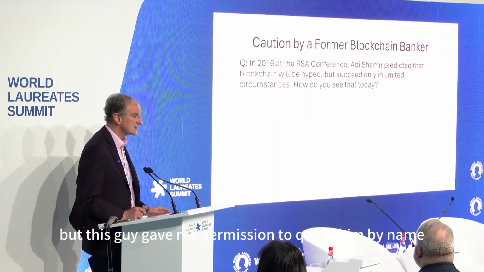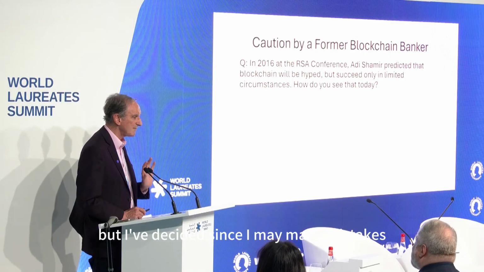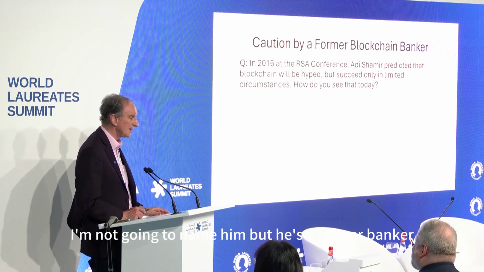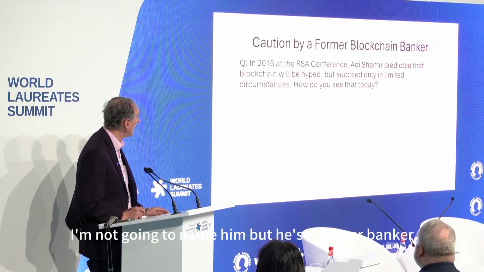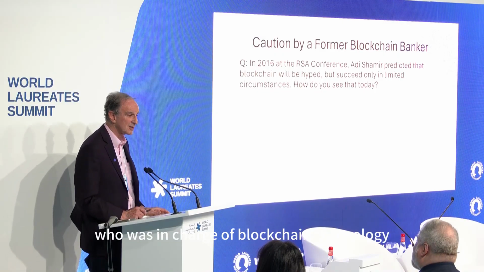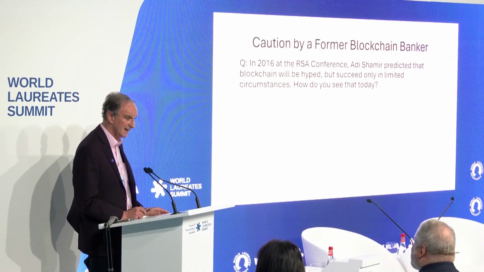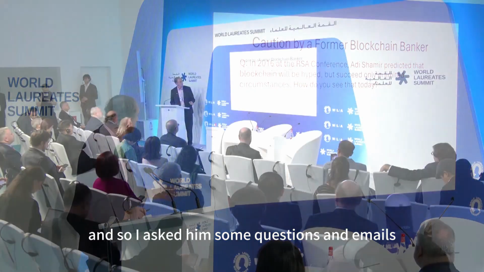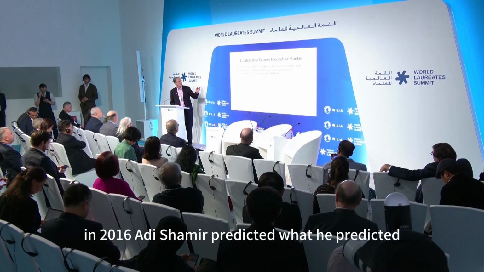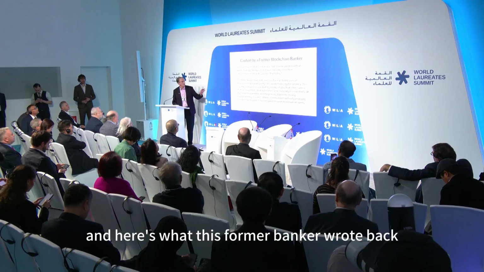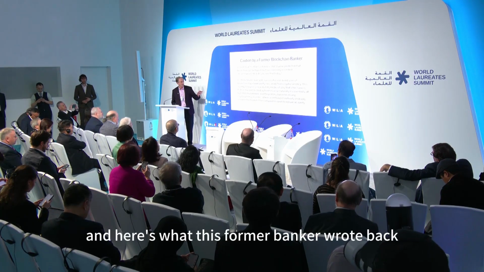But this guy gave me permission to quote him by name, but I've decided, since I may make mistakes, although I'm going to repeat his email verbatim, I'm not going to name him, but he's a former banker who was in charge of blockchain technology 7 or 8 years ago at a major US bank. And so I asked him some questions in emails. In 2016, Adi Shamir predicted what he predicted. And here's what this former banker wrote back.